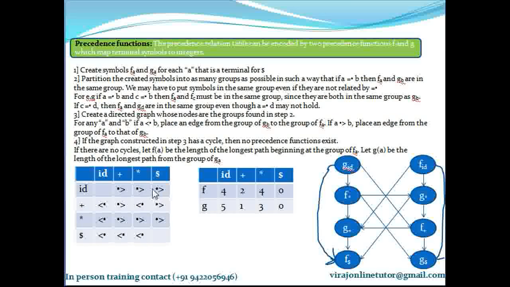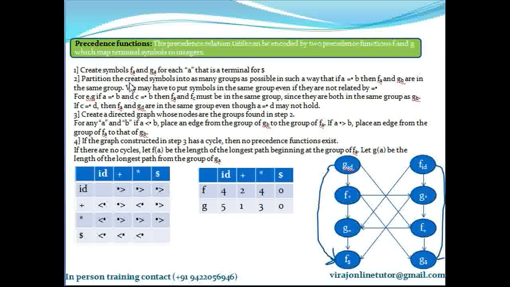Okay, so how many terminals are there with us? 1, 2, 3 and 4, including the dollar. So there are 4. That means you need to write 4 f terminals and 4 g terminals. So I need to have f of id, g of id, f of plus, g of plus, f of asterisk, g of asterisk, and f of dollar and g of dollar. Okay, that is step number 1.